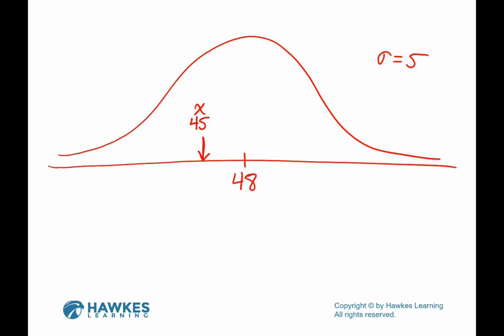So what our formula does for us, we take that 45 and plug it in for x, subtract the mean of 48, and divide by the standard deviation of 5. And we're going to round to 2 decimal places. So then we'll get negative 0.60 once we round.